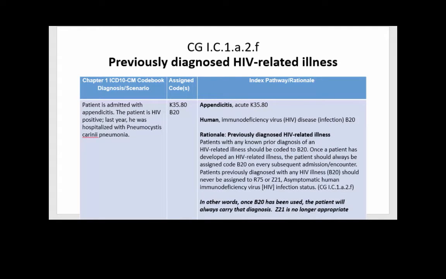A previously diagnosed HIV-related illness. Here this is making the point that the patient has appendicitis now, which is not HIV-related. However, last year he had a Pneumocystis carinii pneumonia, which is an HIV-related condition. Therefore, he would carry the B20 diagnosis and not the Z21.